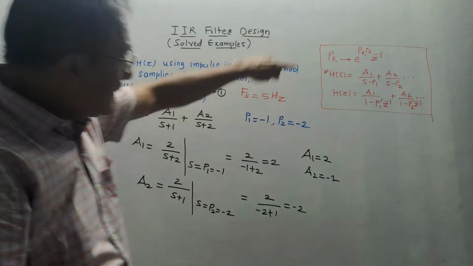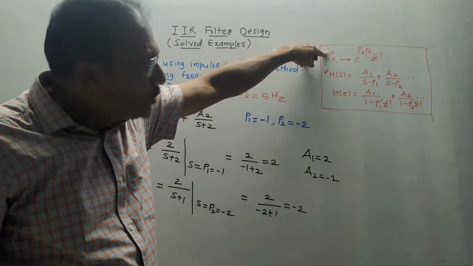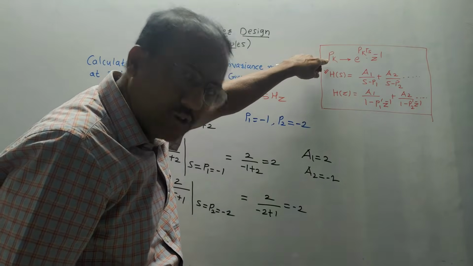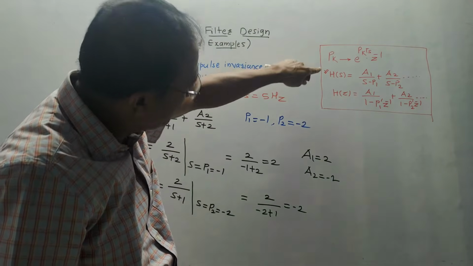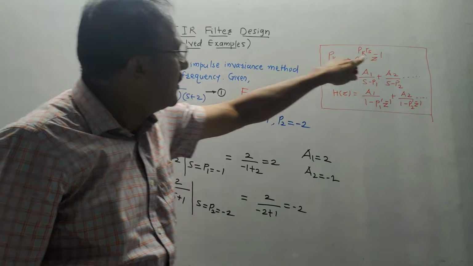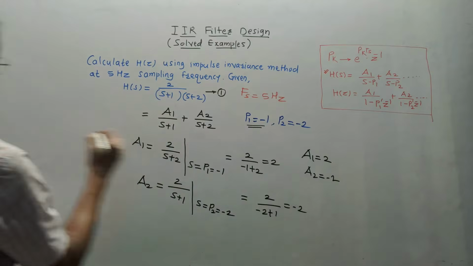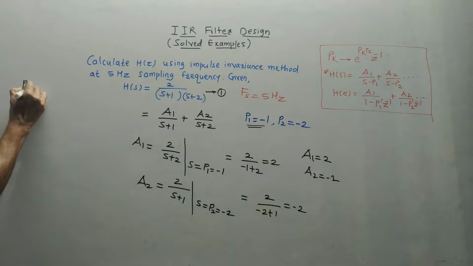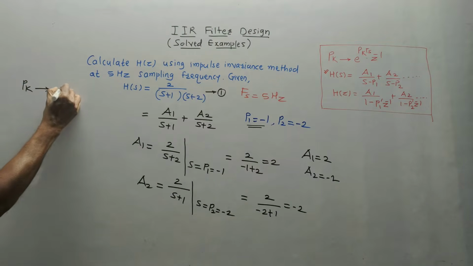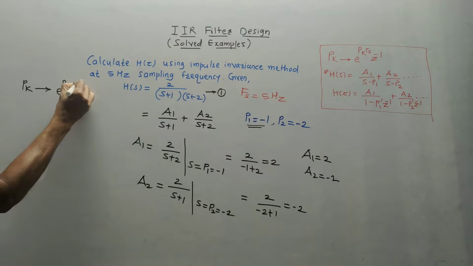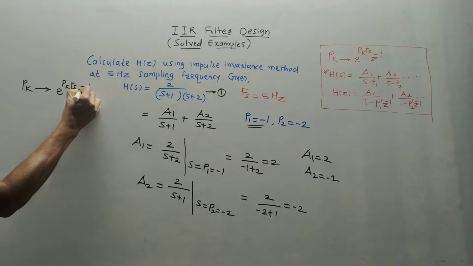Next part is the formula which is used to transform the poles of the given analog filter into the digital filter. So how to do this calculation? The first pole is at minus 1. First I will write the formula. Pk is transformed into e raised to pk Ts into z raised to minus 1.